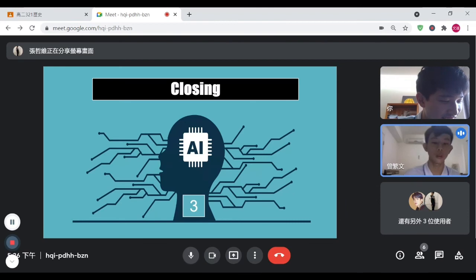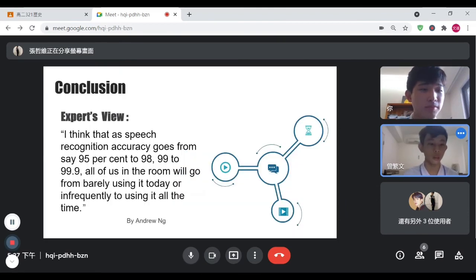Now I'm talking about the expert view and our view. Expert view: I think that as speech recognition accuracy goes from say 95% to 98, 99 to 99.9, all of us in the room will go from barely using it today or infrequently to using it all the time.